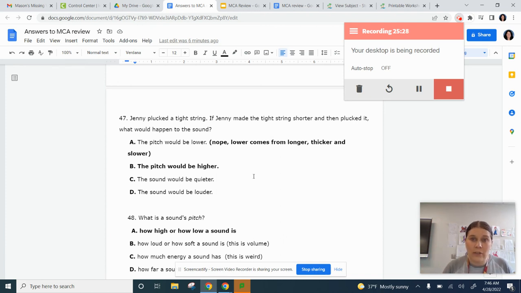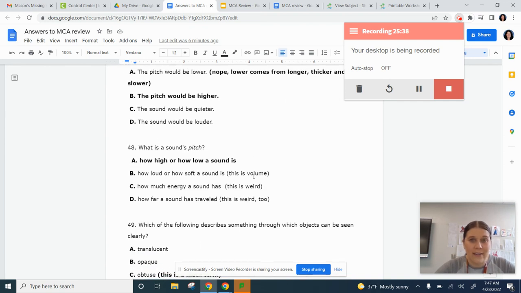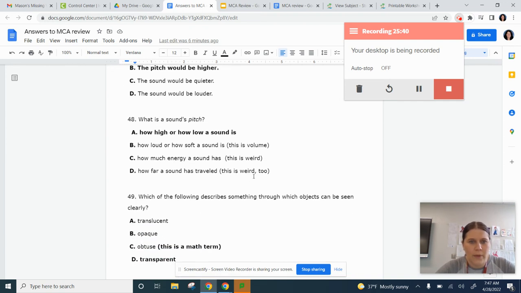So, can the material change it? Absolutely. Always? Nope. So, it's how fast. Pitch is how fast things are moving. Faster is higher, slower is lower, slow, low. What is a sound's pitch? Well, we've been talking about that, how high or low a sound is.